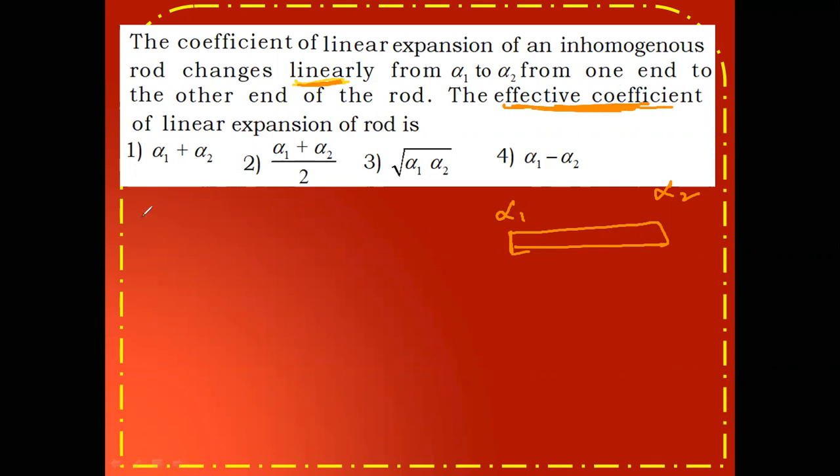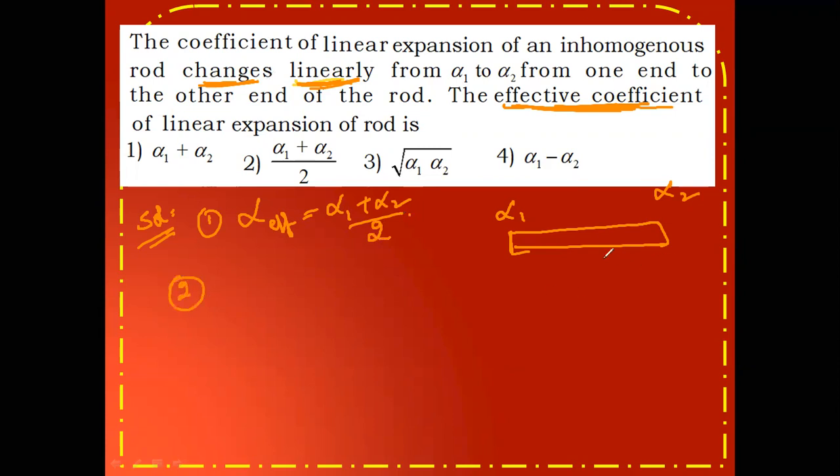I already explained this earlier. In the case of a linear change, whenever there is a change in the alpha value, we have to go for the integration method to find the value. So if the coefficient of linear expansion changes linearly, the first formula to keep in mind is alpha effective is equal to alpha 1 plus alpha 2 by 2. It is the first formula.